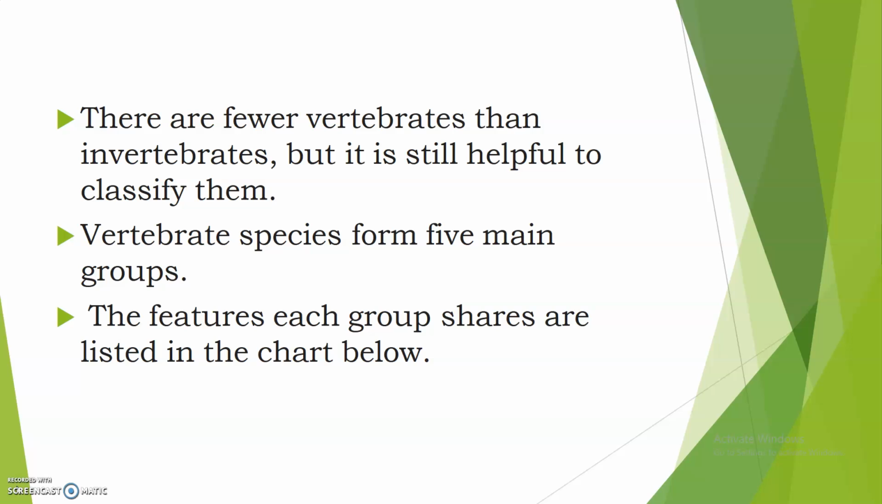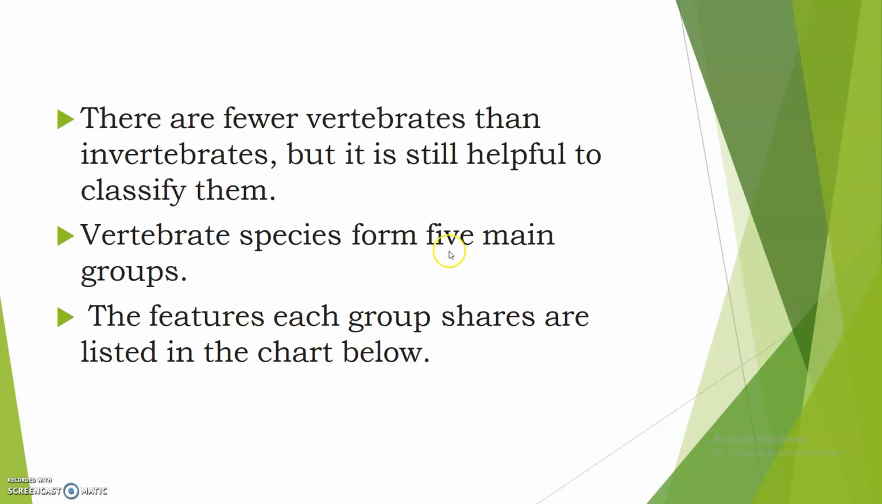For example, fish, which is seen in water, is a vertebrate, and human beings are vertebrates. There is a lot of difference between fish and the human being, right? So it is important to classify vertebrates so that we can identify them better, understand them better, and study about them better. Okay, vertebrate species form 5 main groups. So please don't forget, vertebrates are classified into 5 main groups.